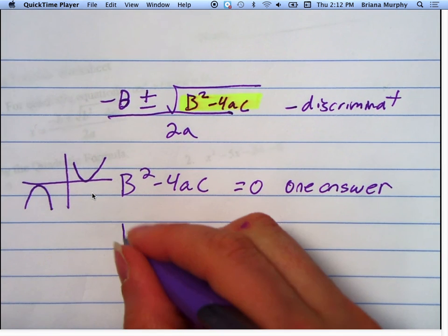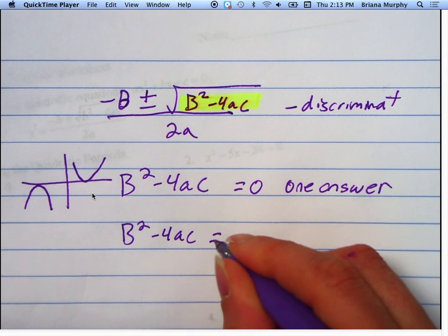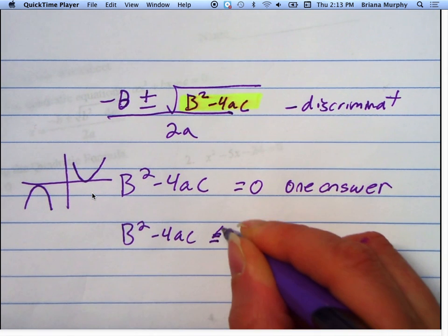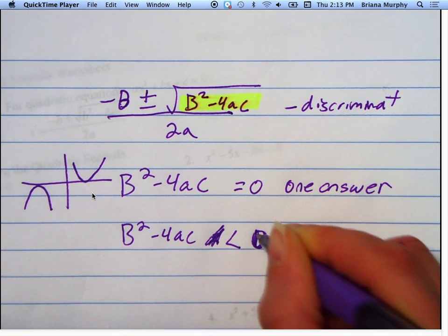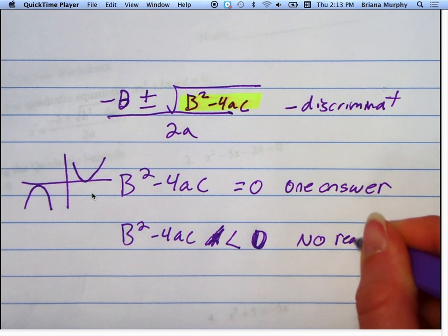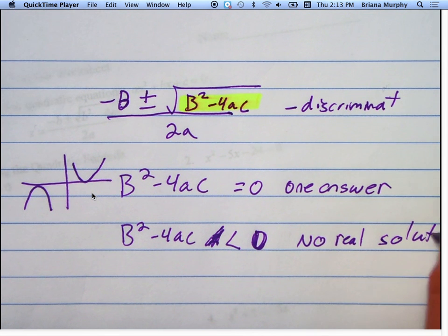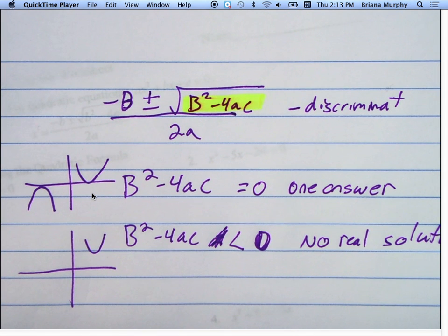All right, if we get b squared minus 4ac less than 0, so if we get a negative, what happens? What's the square root of a negative number? No real solution. So it'd be like this. It's hanging out, or like this. It's just hanging out there, never crosses.